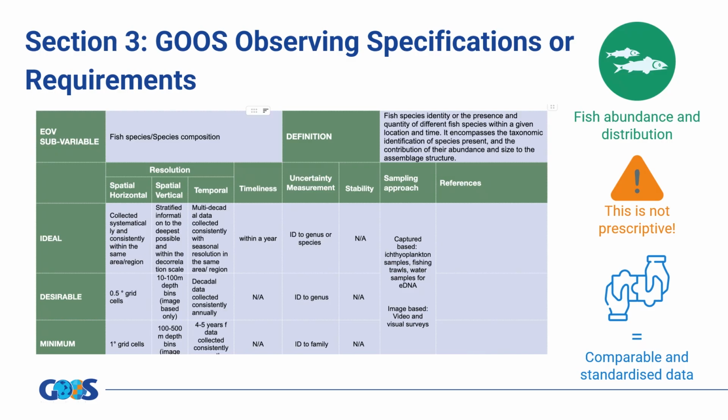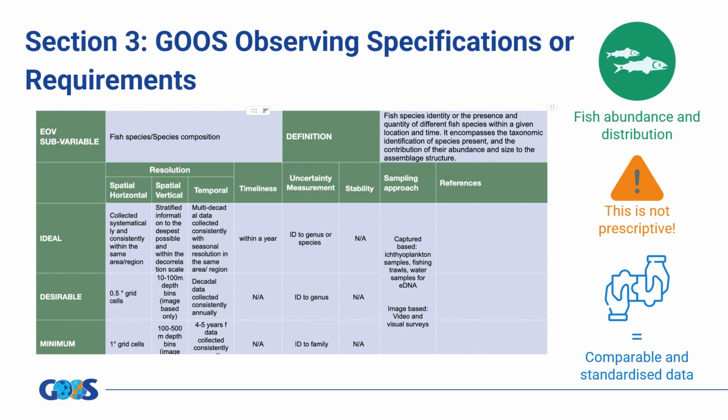For example, for the fish species or species composition subvariable for the fish abundance and distribution EOV, the minimum spatial horizontal resolution suggested is 1 degree grid cells, which means that, as a minimum in a global observing system, having information on species composition every 1 degree would be helpful. Ideally, a higher resolution would be best.